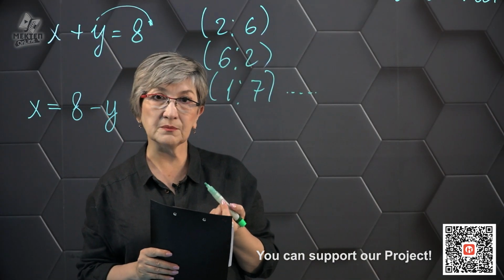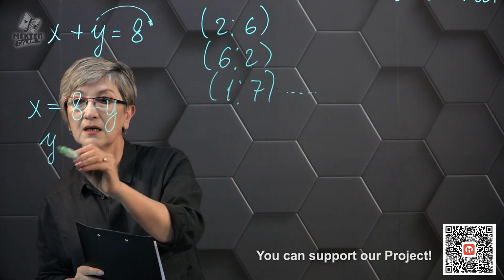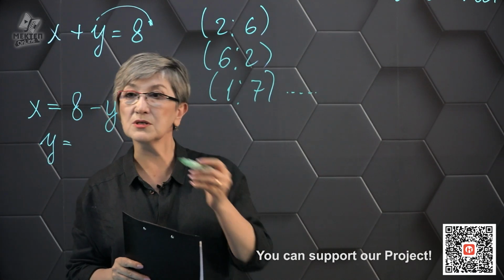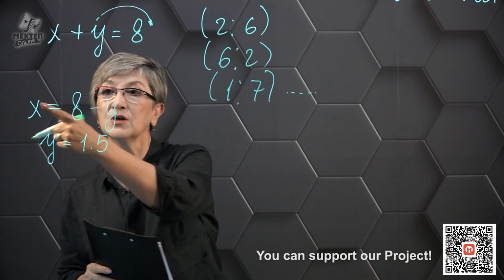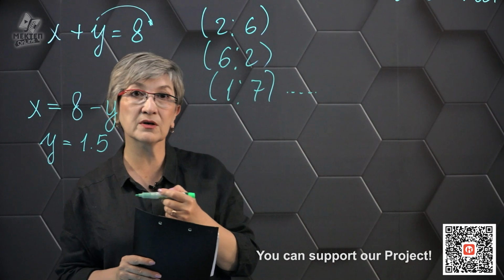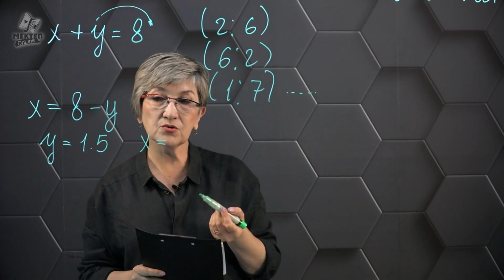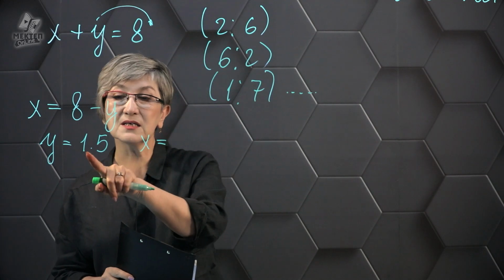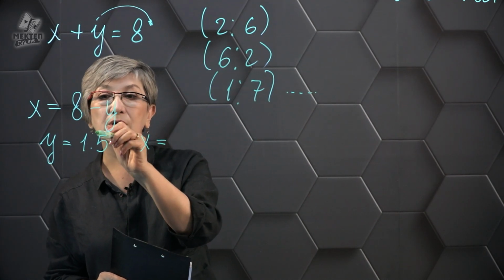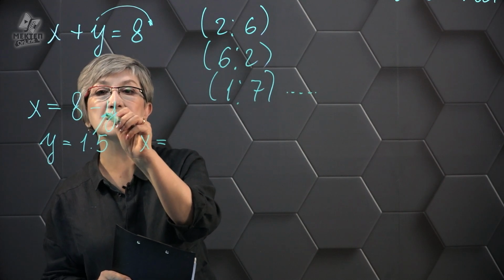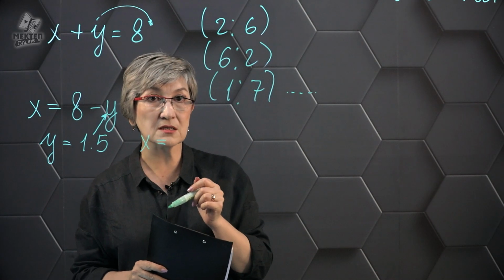Why do we need such a notation? The point is that if instead of y I take a number, say 1.5, then I can use our new expression to write down what x equals. In this case, what should I do? If I say that y equals 1.5, then I can substitute that value in place of y. And then I can find the value of x.